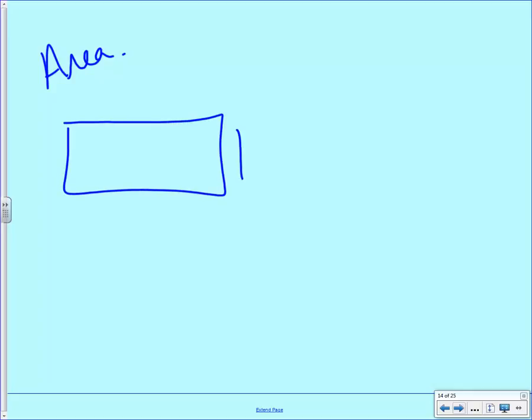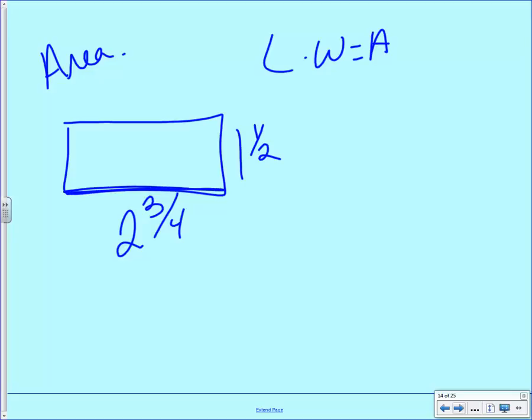We're going to find the area of the rectangle that I'm giving you here. The measurements are 1 and 1/2 and 2 and 3/4. If I'm going to find the area, remember the area is length times width, okay? And so length times width, the length is usually the longer side, the width is kind of the shorter side, and so we're going to multiply the long side times the short side.